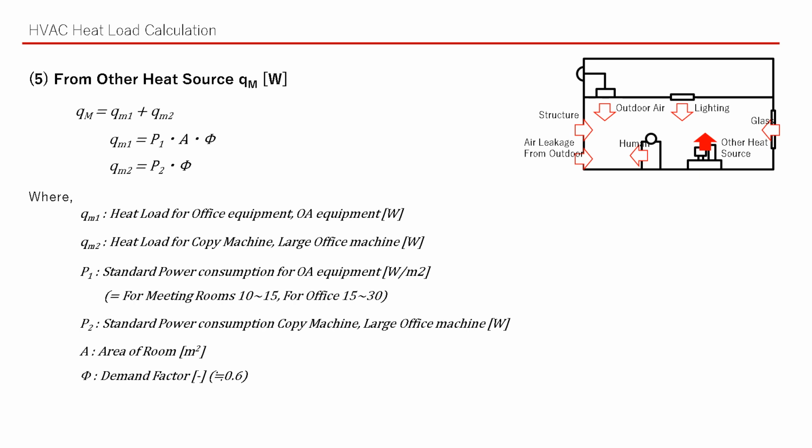We will explain the heat load from other heat sources. Other heat sources are things like heat generation from production machines, office equipment and so on. Here, we put a sample formula for office design.